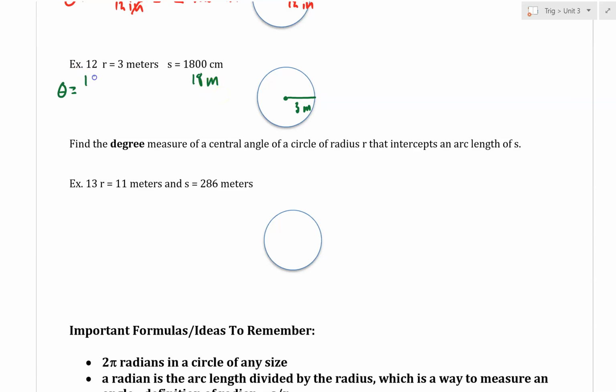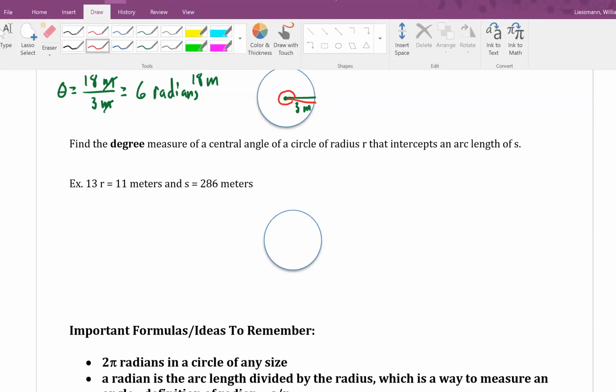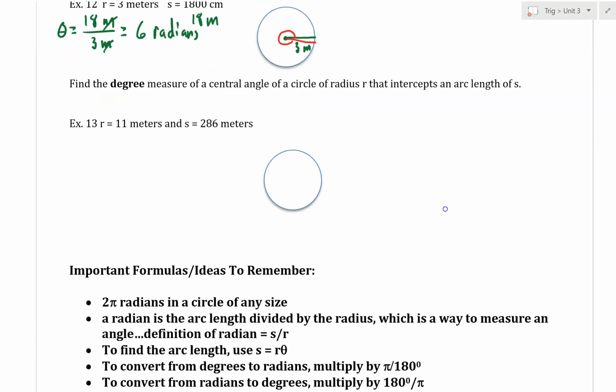Well, that makes sense. 18 meters divided by 3 meters, that's going to give you 6. This is 6 radians, which means it would put you on your circle roughly right there. It would go all the way around to that point. Hopefully this is making sense in terms of our arc length here. But our angle measure would be that long. So it'd be just short of 360 degrees if we're talking degrees.